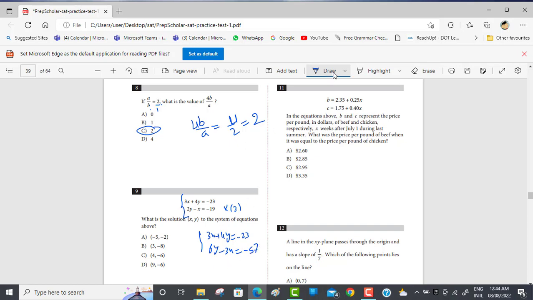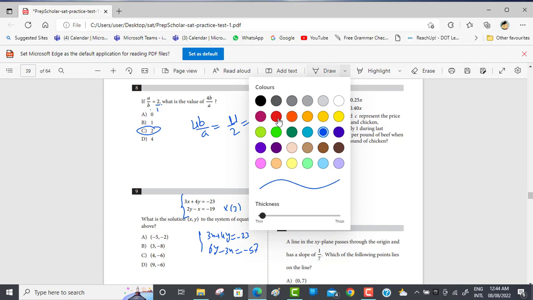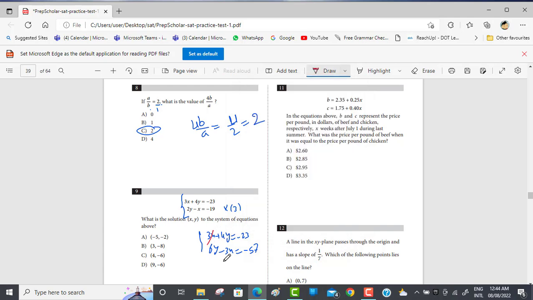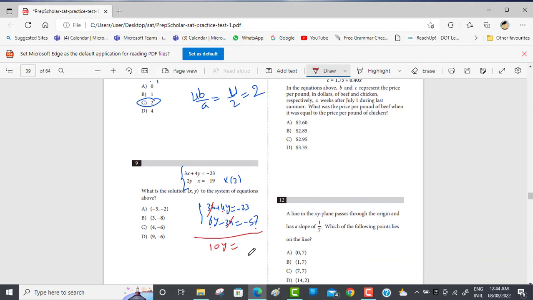So you will get now 3x minus 3x is 0, 4y plus 6y is 10y equal minus 23 minus 57 is minus 80. So y equal minus 8. Which solution has y equal minus 8? Of course it's B. So the answer is B.